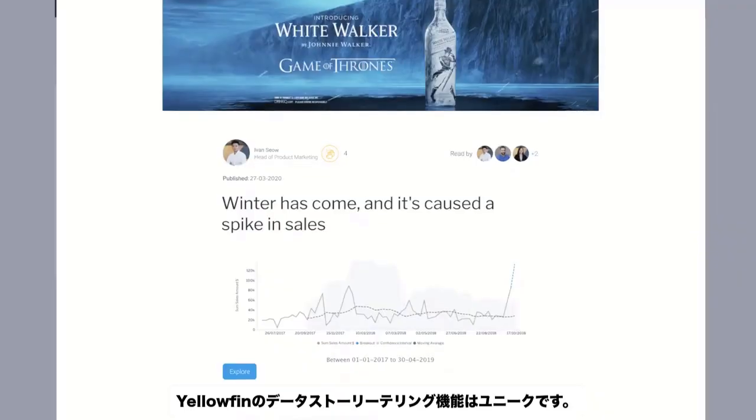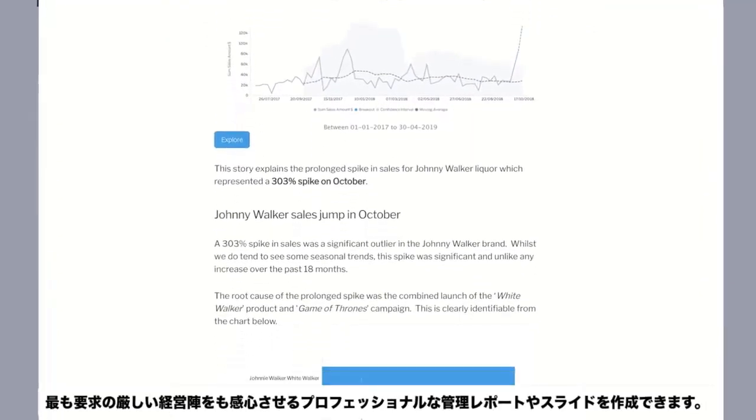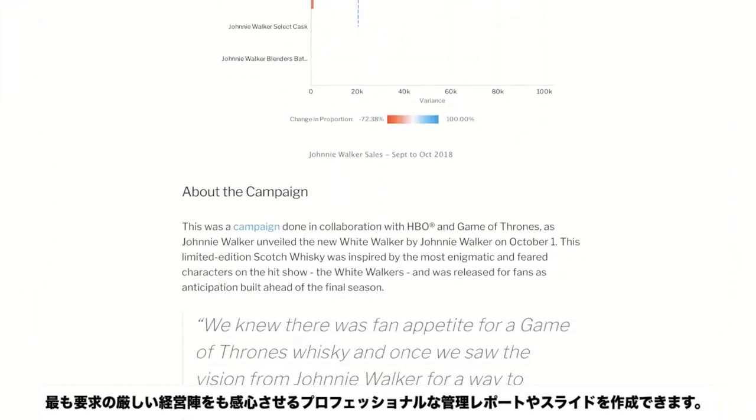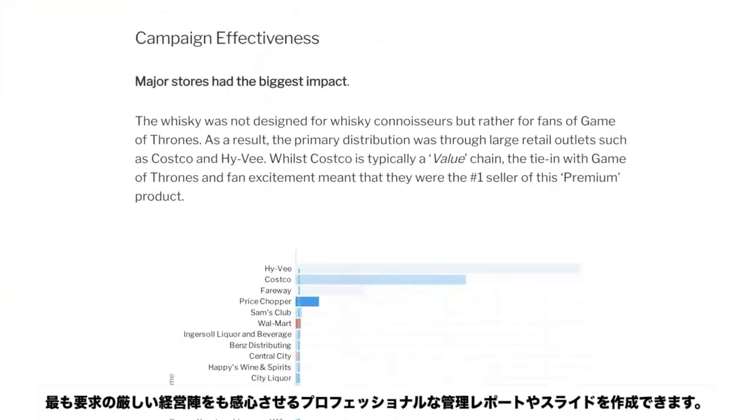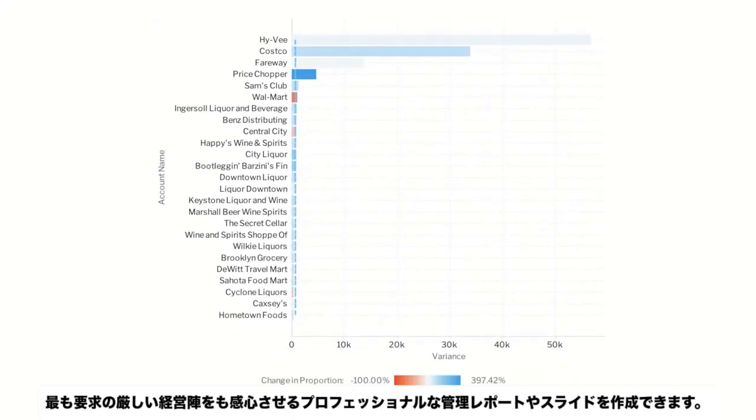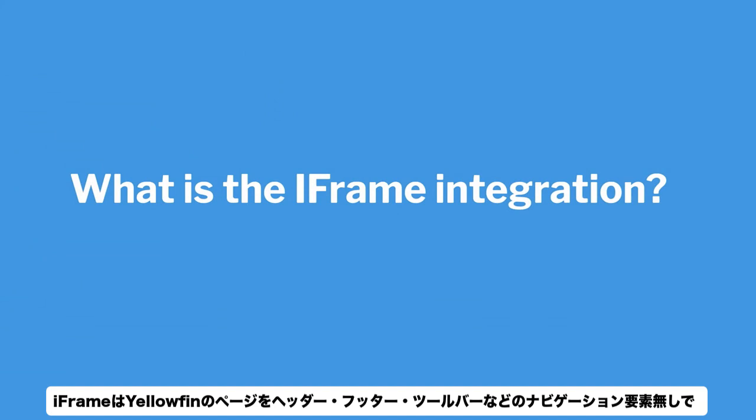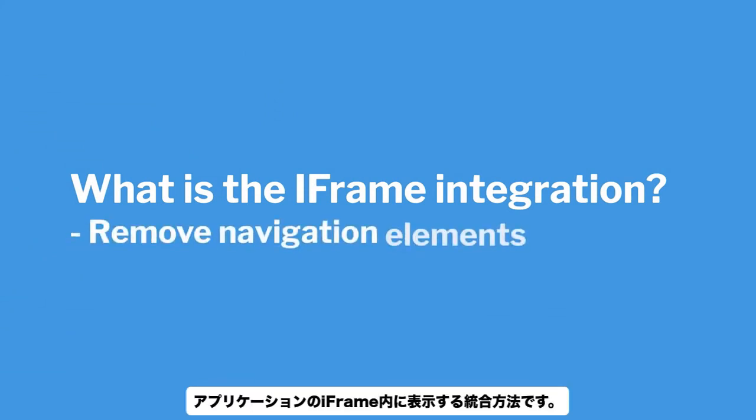Yellowfin's data storytelling capability is unique. It allows you or your users to create professional management reports and decks that will impress even the most demanding executives. Iframe is an integration method where Yellowfin pages are displayed without their navigation elements like header, footer, and toolbar within an iframe in your application.